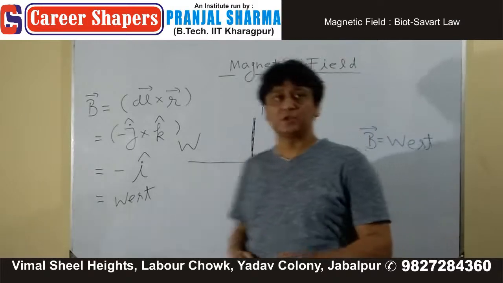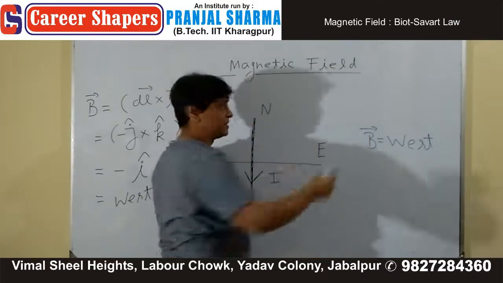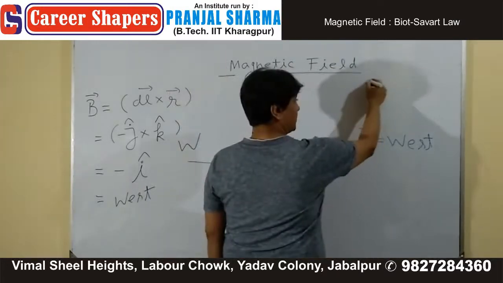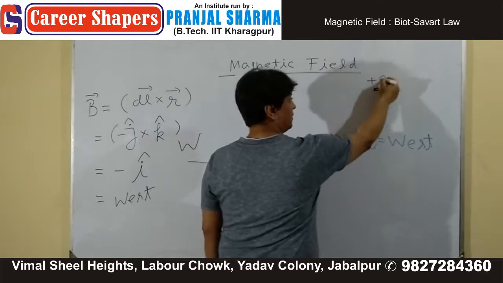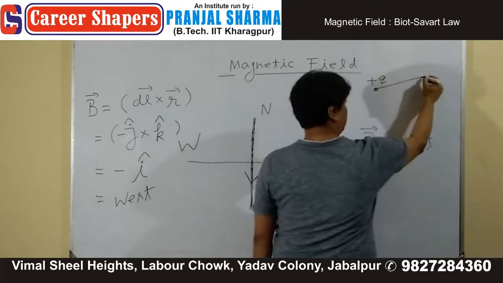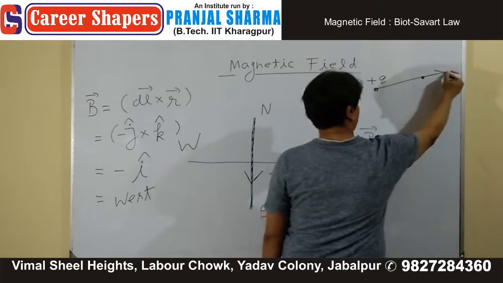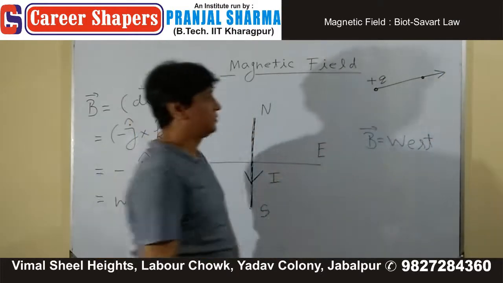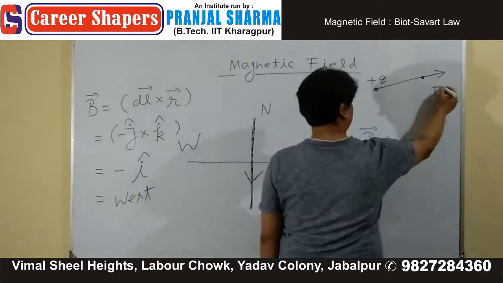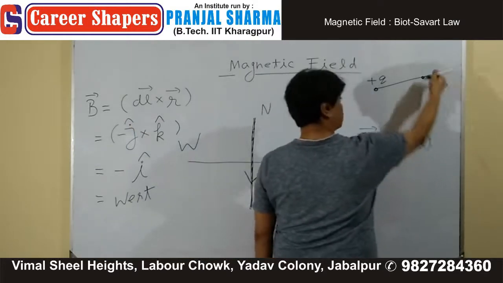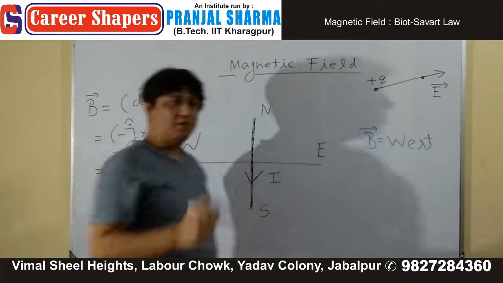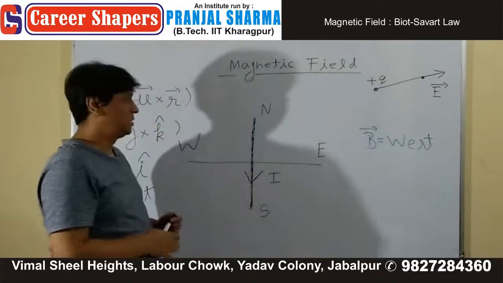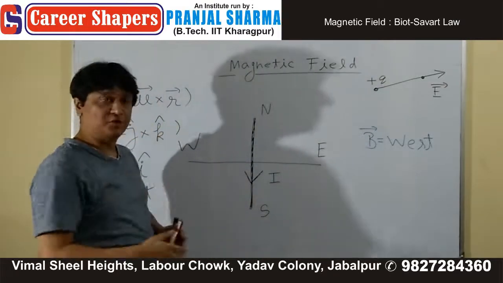With charges and all, things were quite easy. You had a charge. If charge was positive, electric field at any point is away. You can draw things in a single plane. That's how you provided electric field. If it's a negative charge, towards. But for magnetic field, things are a bit three-dimensional.